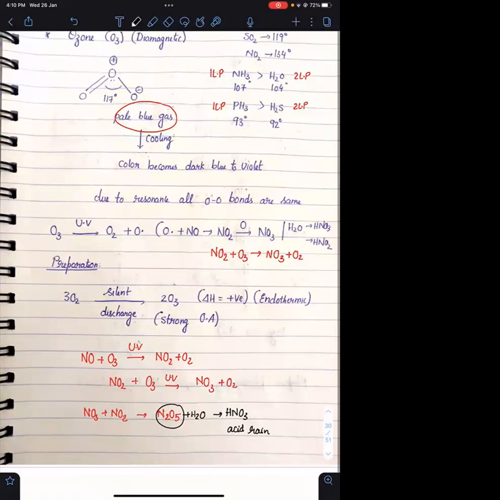Okay, O3 is reacting with NO to form NO2. If NO is not there, suppose in the atmosphere NO2 remained, it can also react with O3 to form NO3. That NO3 will be reacting with NO2 to form N2O5. This particular part is responsible for acid rain and these particular reactions are responsible for ozone depletion. Is that clear?